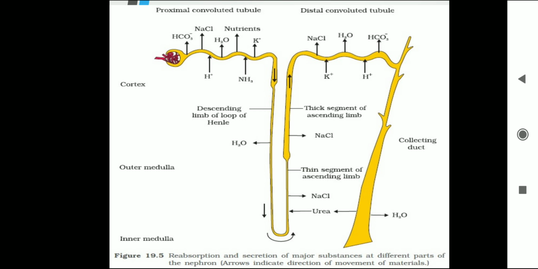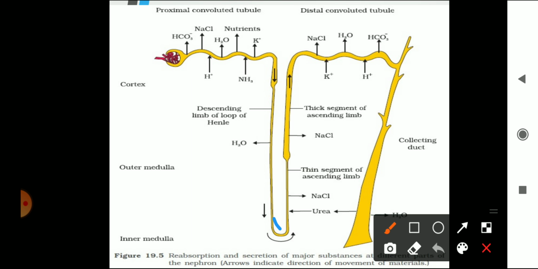Whereas the ascending limb of the Henle's loop is permeable to electrolytes, NaCl, whereas it is impermeable to water. So water will not come out from the ascending limb of the Henle's loop. These two limbs, the descending limb and the ascending limb, act antagonistic to each other. They act in opposite ways. That is, a counter current will be created in the Henle's loop.